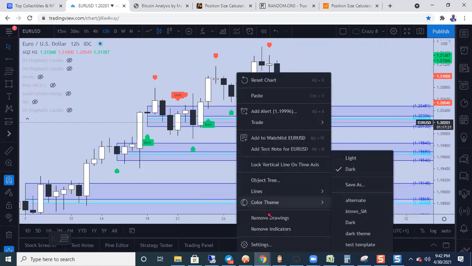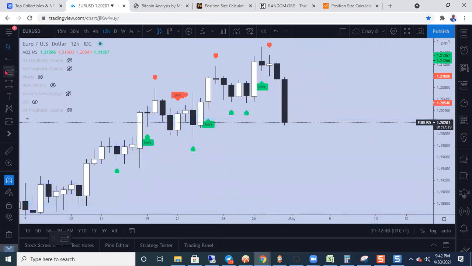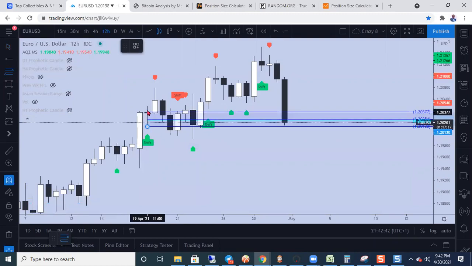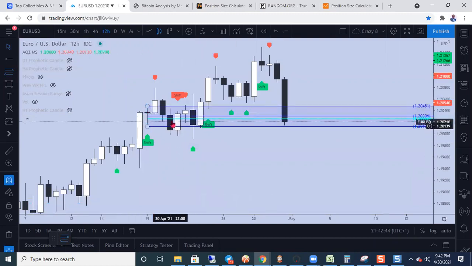So what would we have done? Let me take everything out here. We basically would have had a bullish AQZ here. Price broke beneath it. Instead of buying, remember we've been having bullish, bullish, and we've been buying. So this would have been bullish, but price came and broke beneath.